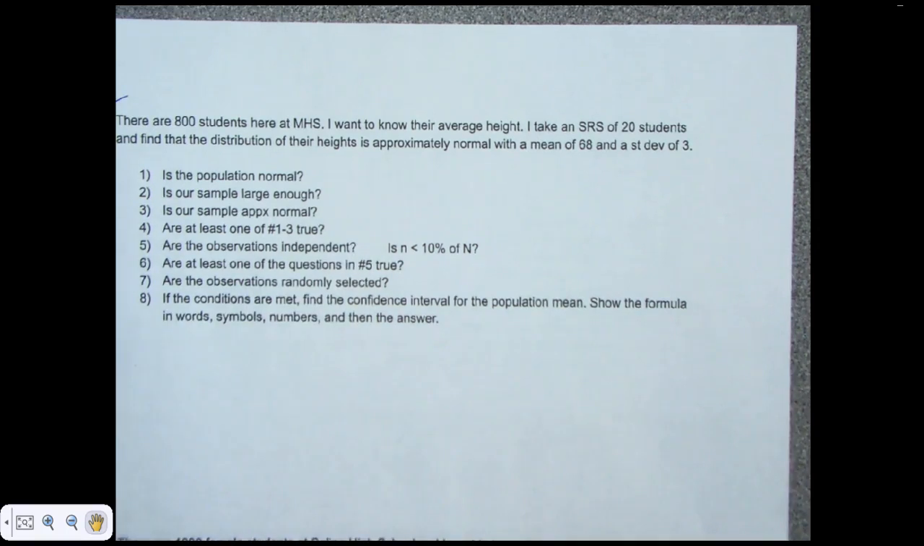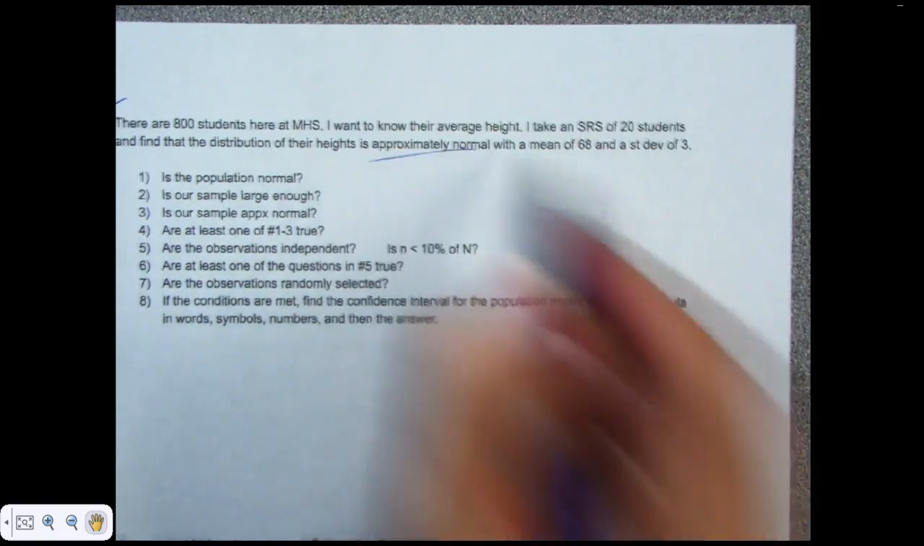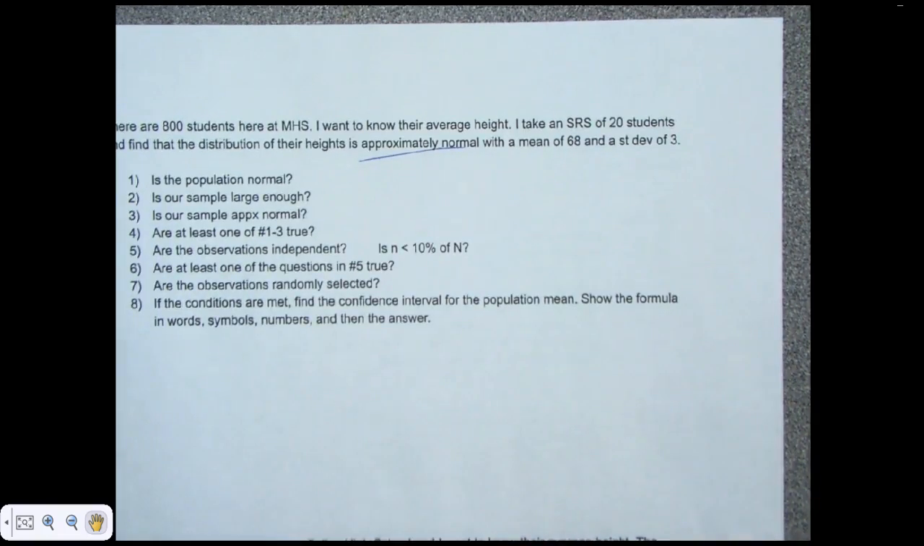So 800 students here at Mile High School. I want to know their average height. I take an SRS of 20 students. So what do you notice about that 20 right away? It's not big enough. So that condition's out. Find that the distribution of their heights is approximately normal. So that means my sample data is approximately normal. So that puts us back in the game. We're okay. Even though our sample is too small, our sample is normal.